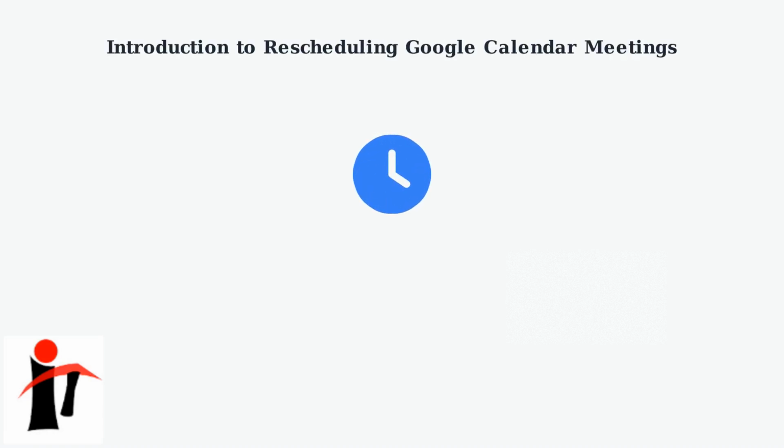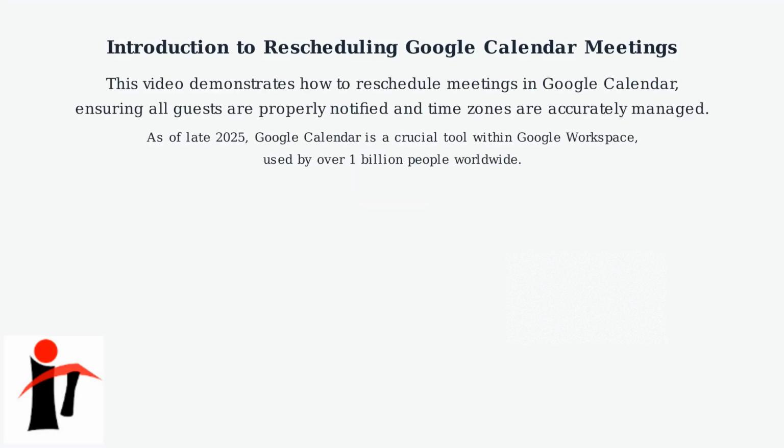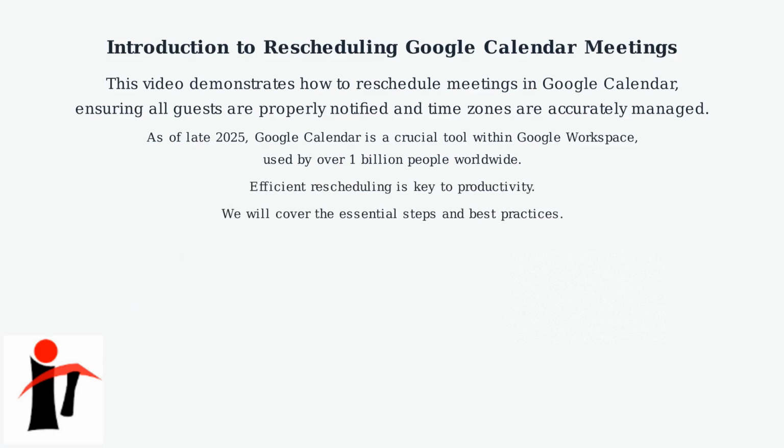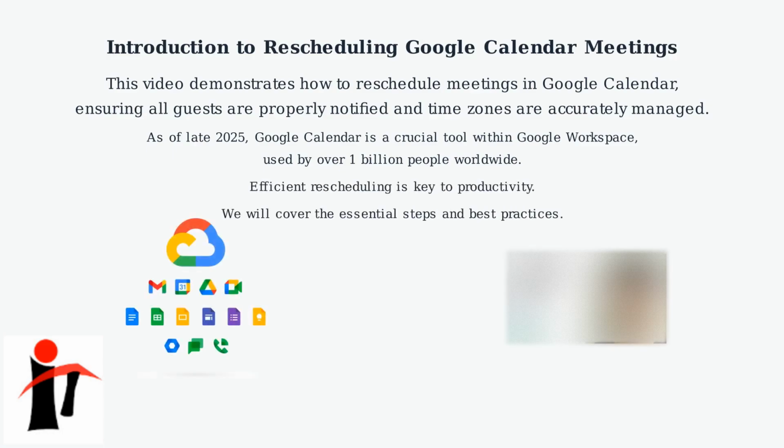This video demonstrates how to reschedule meetings in Google Calendar, ensuring all guests are properly notified and time zones are accurately managed. As of late 2025, Google Calendar is a crucial tool within Google Workspace, used by over 1 billion people worldwide. Efficient rescheduling is key to productivity. We will cover the essential steps and best practices.